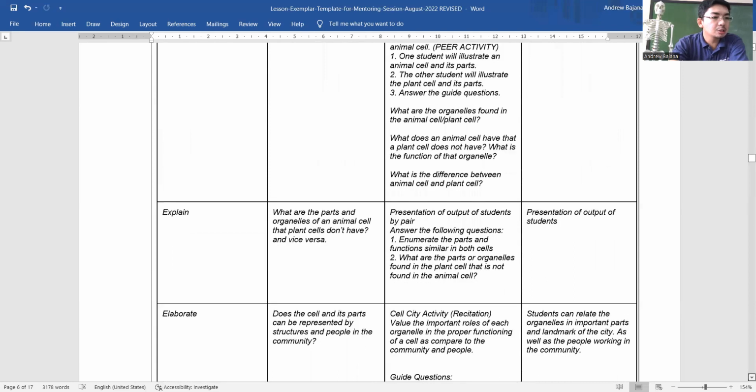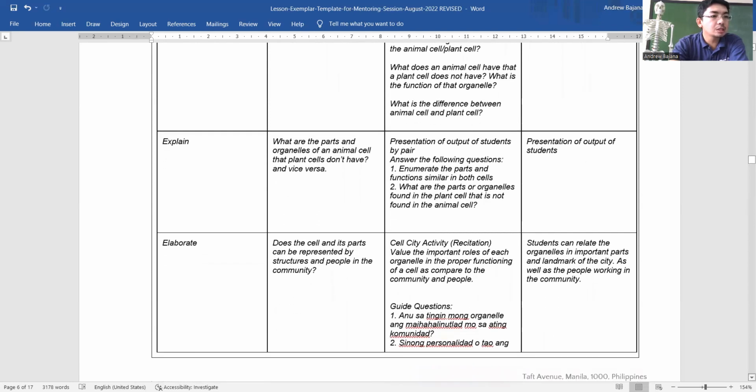Next, the explain part: the students will now present their output and answer the following questions. Enumerate the parts of both cells, the similarities of organelles, and what are the organelles that are not found in both cells.